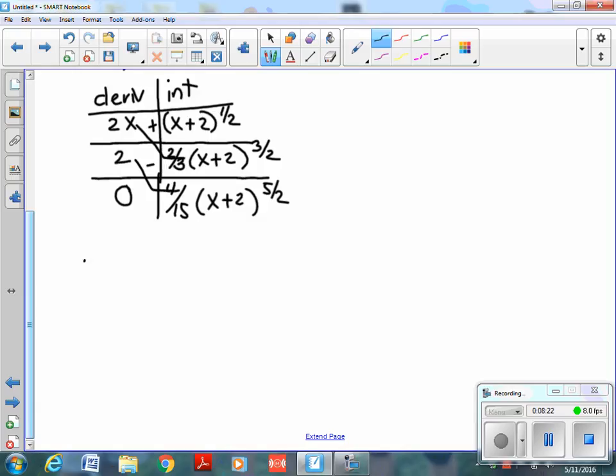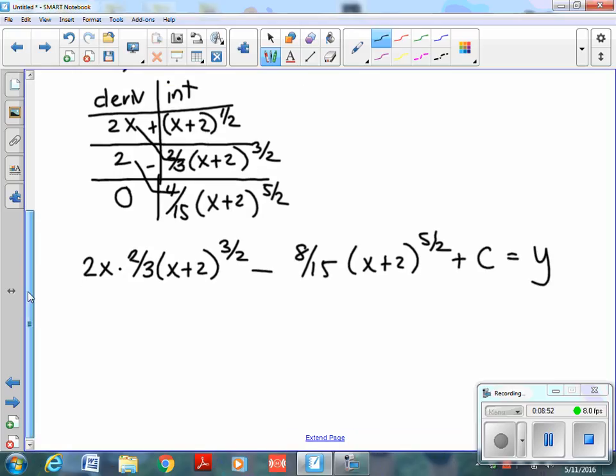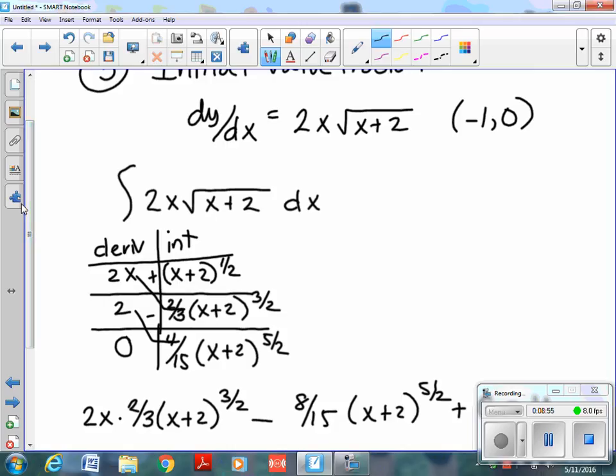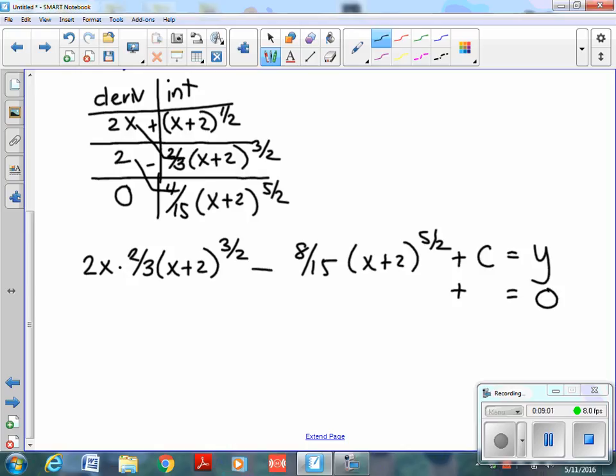So, it's going to be 2x times 2/3 (x plus 2) to the 3/2 minus 2 times 4/15 is 8/15 (x plus 2) to the 5/2 plus c equals y. We put a plus c at the end because they gave us 2 points. The 2 points stand for x and y. In place of y, I'm going to put a 0 and leave my c. In place of all the x's, I'm going to put a negative 1.